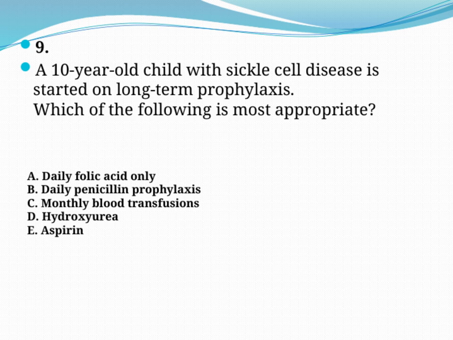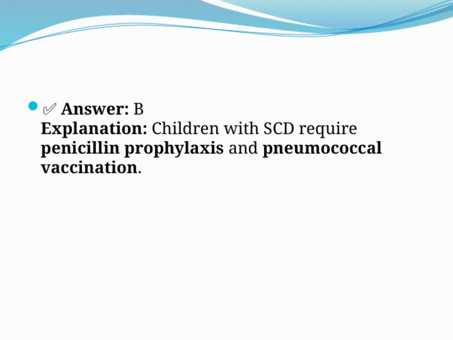Lastly, aspirin. While it can be used for stroke prevention in some cases, it's not the primary prophylactic measure for infection or anemia. So, considering the overall goal of preventing infections and the evidence-based guidelines, the most appropriate choice here is daily penicillin prophylaxis. It's a cornerstone in managing children with sickle cell disease to prevent serious infections and improve long-term outcomes. Alright, so the correct answer here is B.